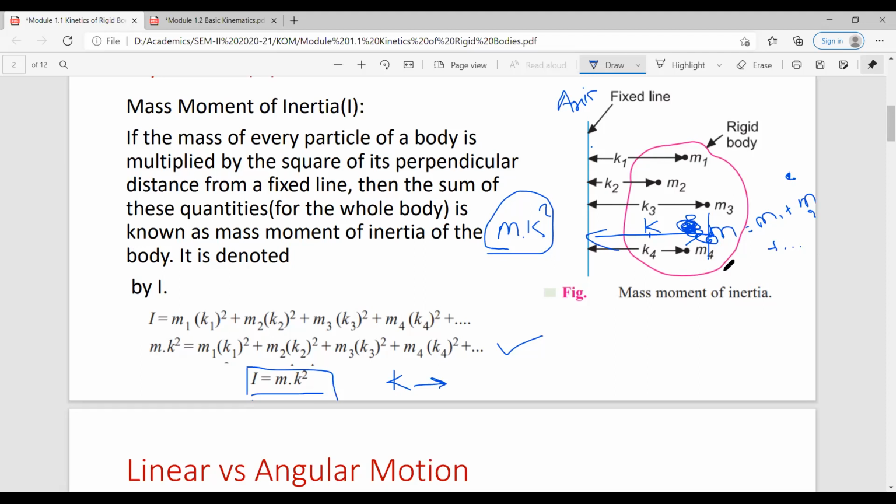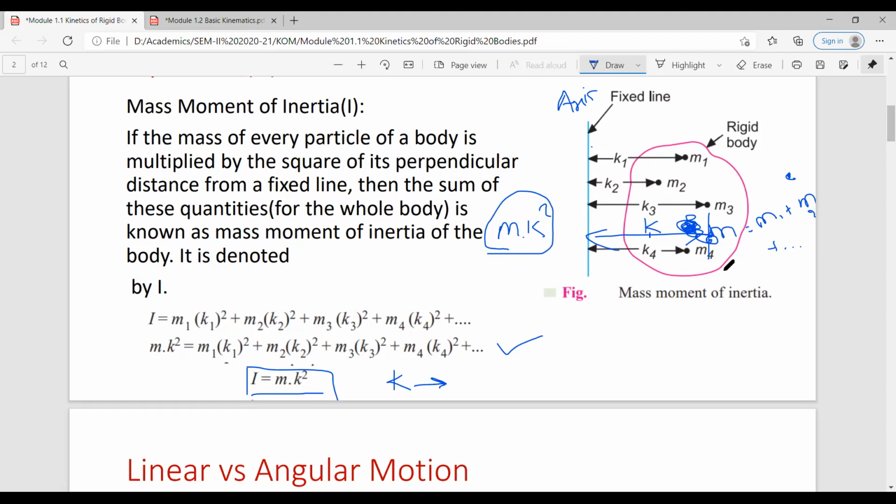That is the CG of the rigid body. Okay, please note down. CG we define again in terms of when we are studying the linear motion. At that time, the concept of center of gravity is important.